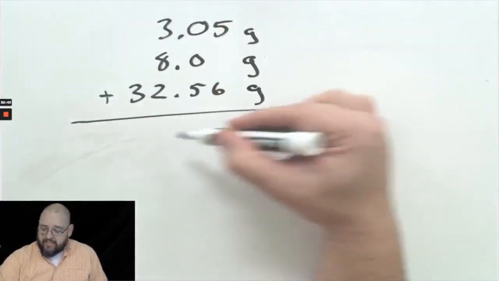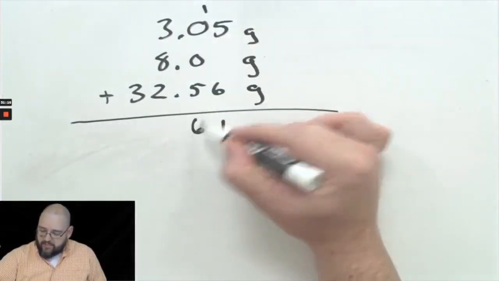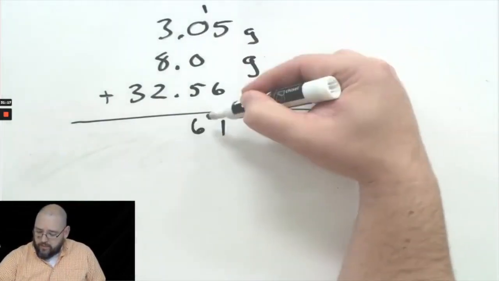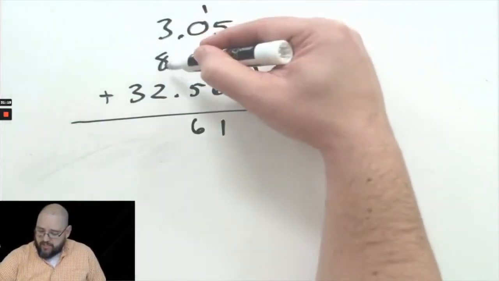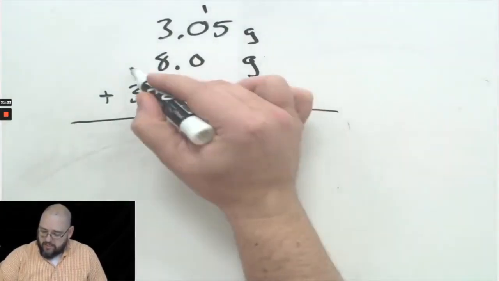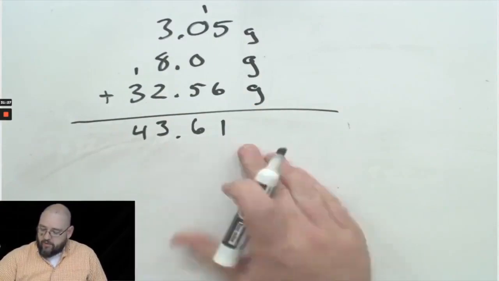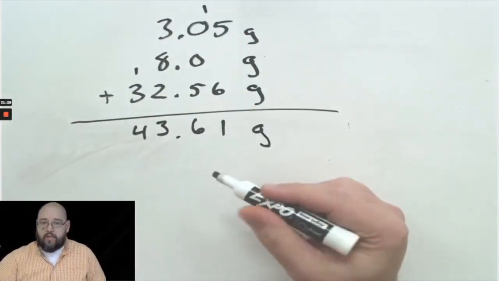So I'm going to add these together. I have 5 plus 6 is 11, and that's 6 right there. And so 3 plus 8 plus 2 is going to be 13. And so that's 43.61. This is our answer, 43.61 grams.